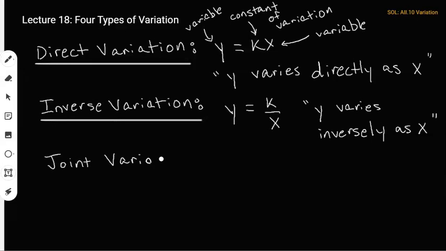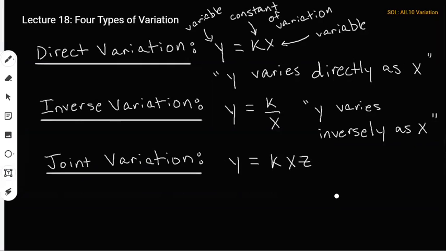Joint variation. So for this type of variation, you're always going to be multiplying. But instead of having just an x and a y, we're going to add a third variable, the z. So we're going to have k times x times z. And whenever I write my z's, I'm going to put a line through it, just so you don't confuse it with a 2.